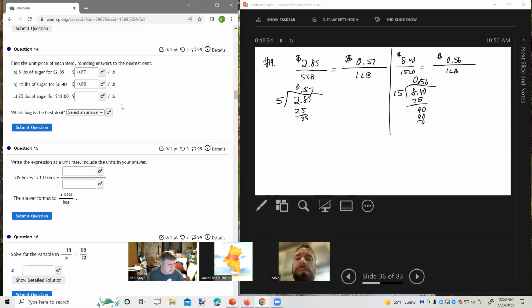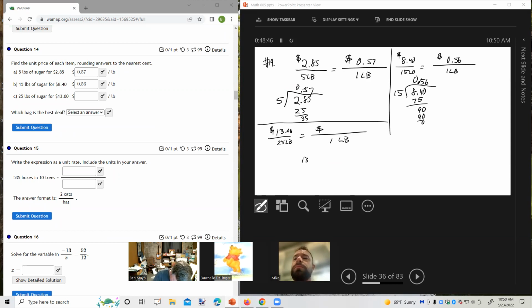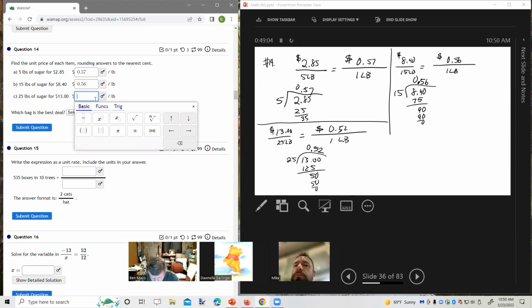And then finally, $13 for 25 pounds. So $13, 25 pounds is going to be how much per pound? So $13 divided by 25. That goes in 5 times, 125 and 2 times. So 0.52.